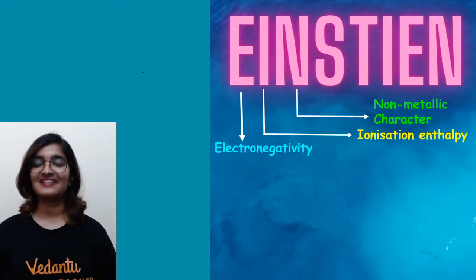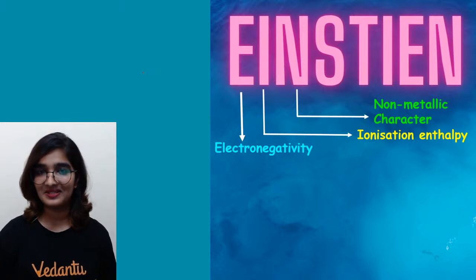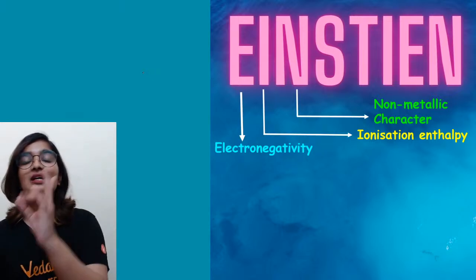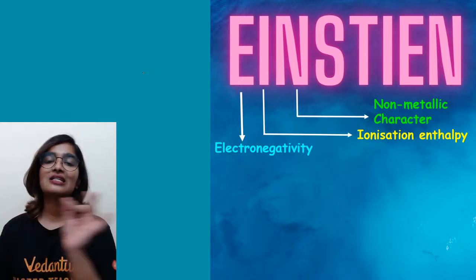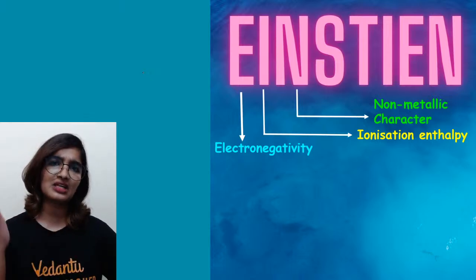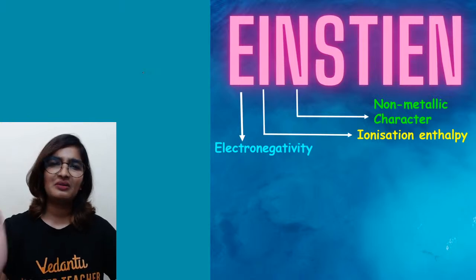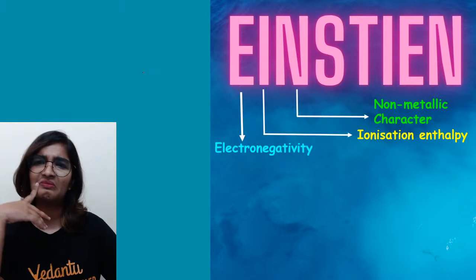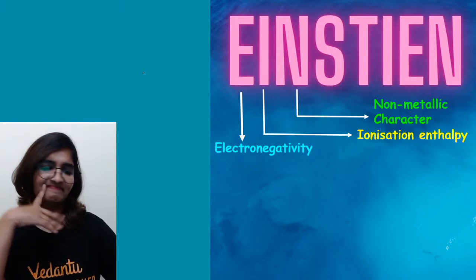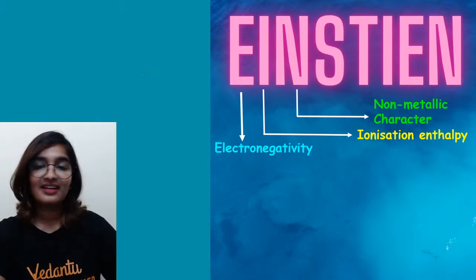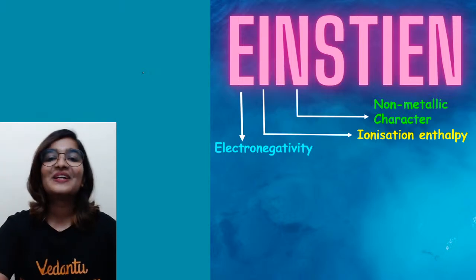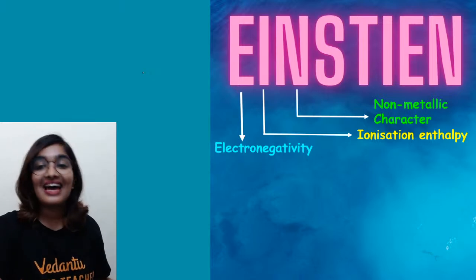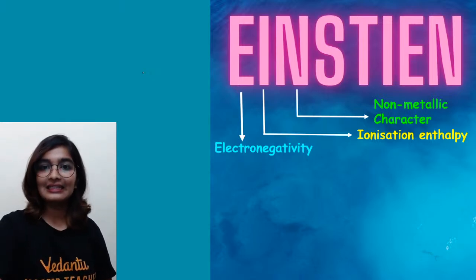Now comes Einstein. He's like, let me teach you another three properties. So what are those? We have electronegativity, ionization enthalpy, and non-metallic character. Let's see what Einstein has to say. Hello. So he will be teaching us about electronegativity, ionization enthalpy, and non-metallic character.